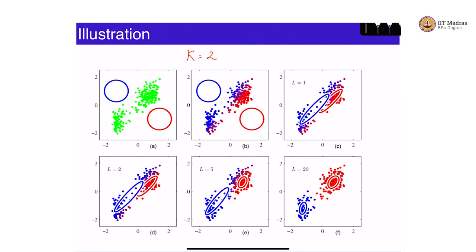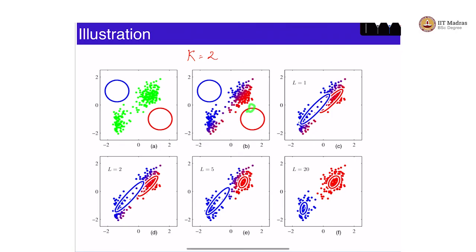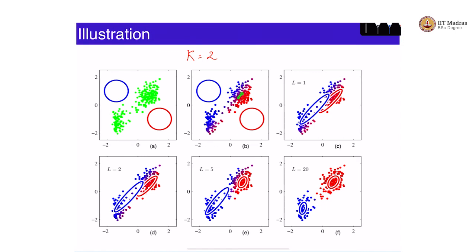Maybe I'll use a different colored pointer. I'll use a green pointer. So these points are closer to the red component, so they are assigned the red color, and these points are closer to the blue component, so they are assigned the blue color. You have points in the middle which are kind of equidistant between blue and red, so you can see that it's kind of a purple color coming here. That corresponds to, let's say, gamma of z n blue equal to gamma of z n red equal to something like 0.5.